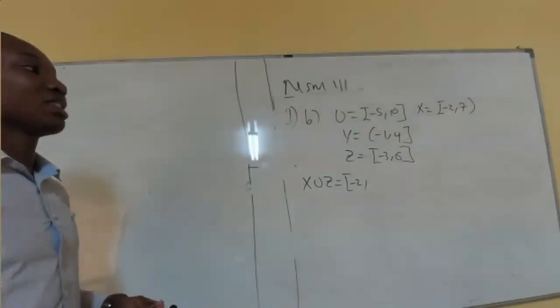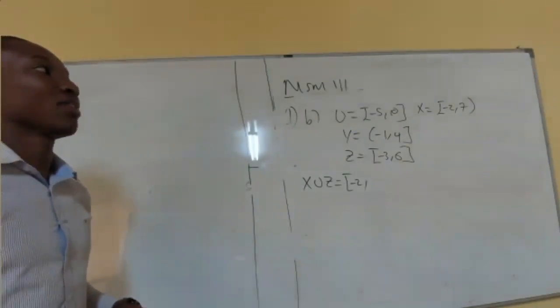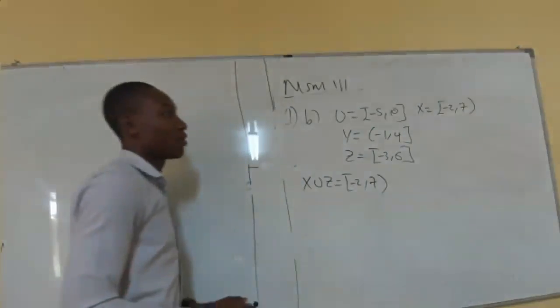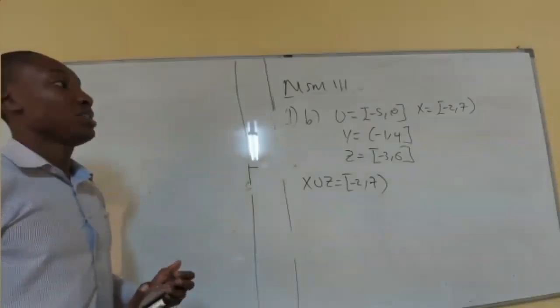But which one is larger between 7 open and 6? It's 7 open. So you pick the 7, then you open it. So this is how you find the union. It's a combination of the two sets.